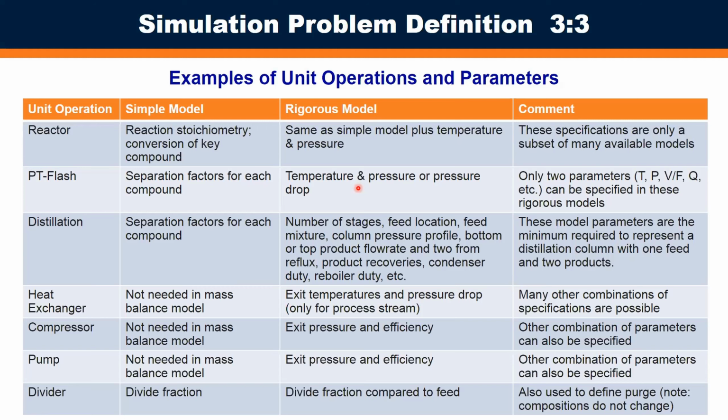Heat exchangers, you don't need those in the simple mass balance model, but when you go to the rigorous model, you will need the exit temperatures and pressure drop. You can also do this in many other different ways. Compressors, you need the outlet pressure and efficiency of the unit.